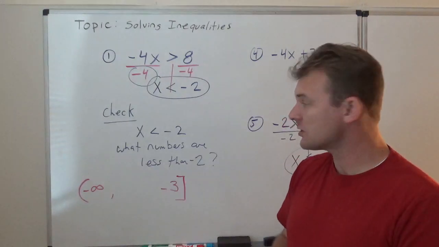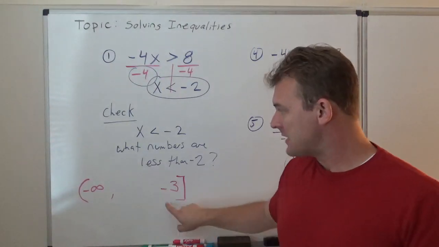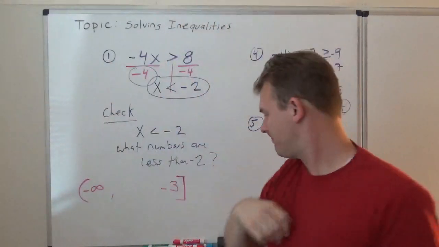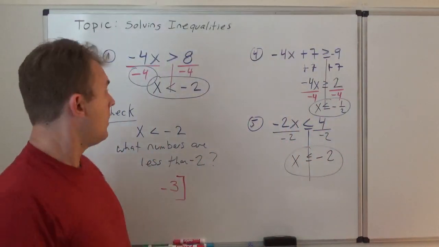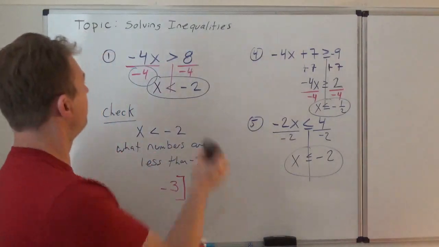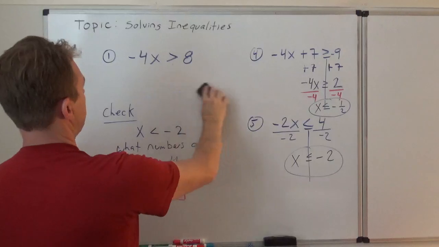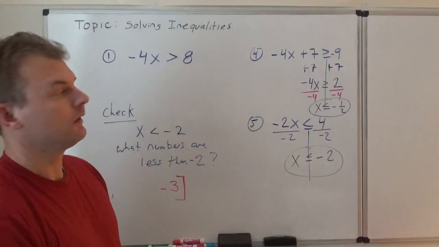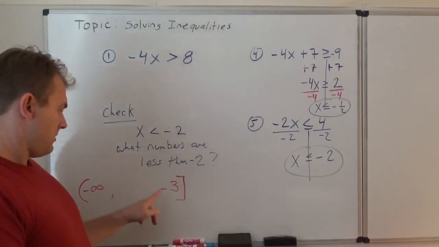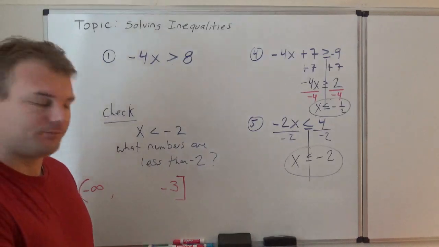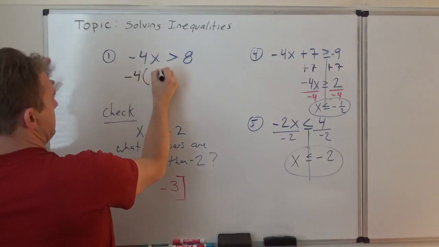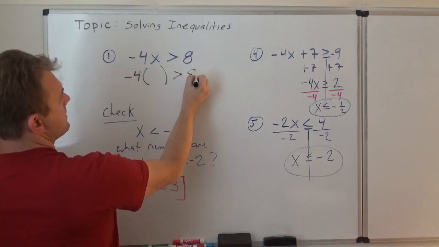Okay? So let's test this and check it. These are all the numbers that I can check to make sure this is a true statement. So let's do it. Where do we start with this? Well, here's what I'm going to do. I'm going to erase everything and go back to the original problem. Isn't that my original? Now I'm just going to use any of these numbers that I have in my interval notation. So let's do -3 because it's there. So here we go. -4 times parentheses greater than 8.